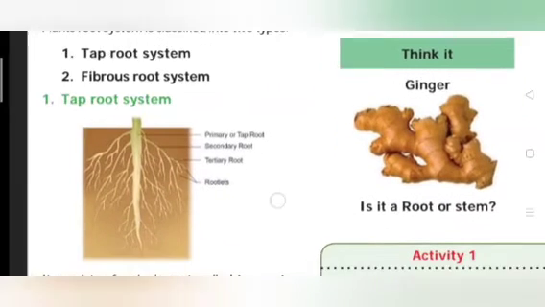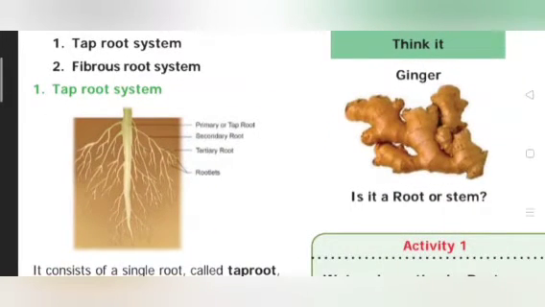See, look here. This is the taproot system. So you have the primary taproot, then secondary roots. Primary is the bigger one, the strong one. From there the secondary roots arise. From the secondary roots the tertiary roots arise. At the end of the tertiary roots we can find the rootlets.